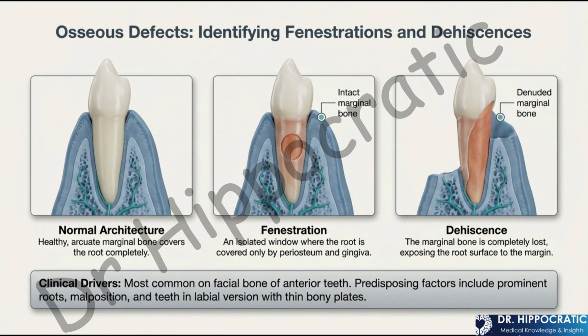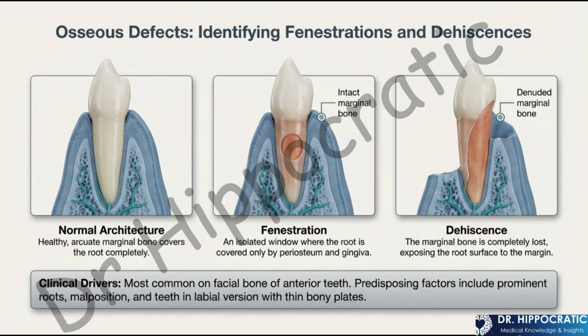It highlights a major structural vulnerability. In a perfectly healthy mouth, the bone curves beautifully over the tooth root, covering it completely. But a fenestration is exactly what you described, an isolated window where the bone is completely missing. So the root is sitting right there, covered only by your soft gum tissue.